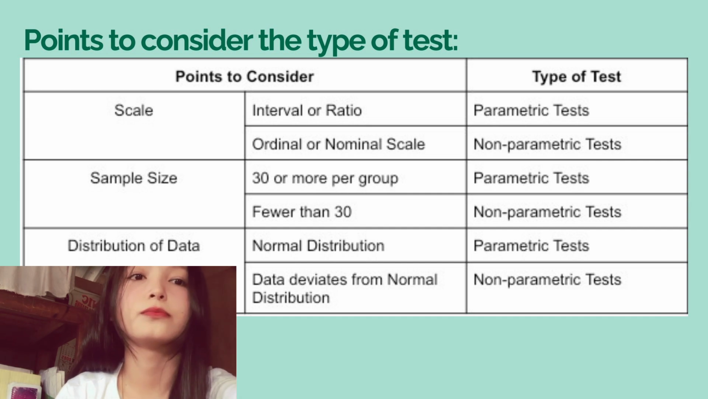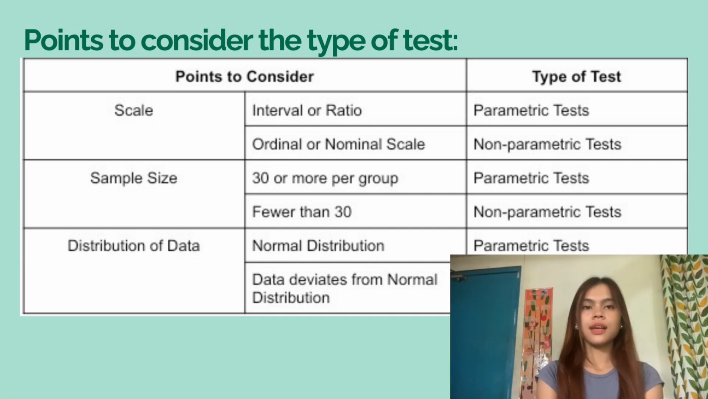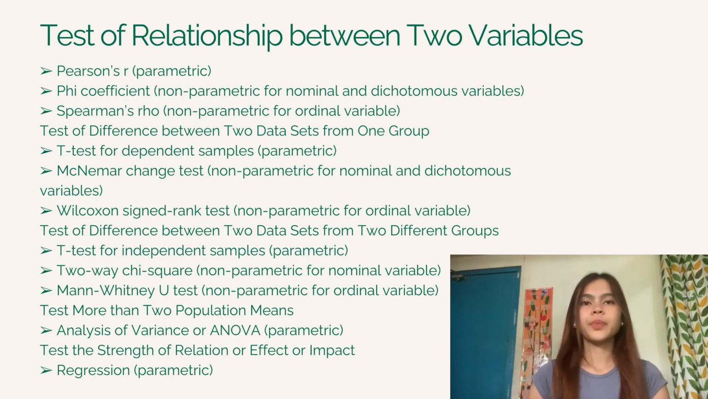In addition, in choosing statistical techniques in quantitative research, the purpose or objective of the research study should be considered. Test of relationship between two variables: Pearson r, parametric; phi coefficient, non-parametric for nominal and dichotomous variables; Spearman's rho, non-parametric for ordinal variable.